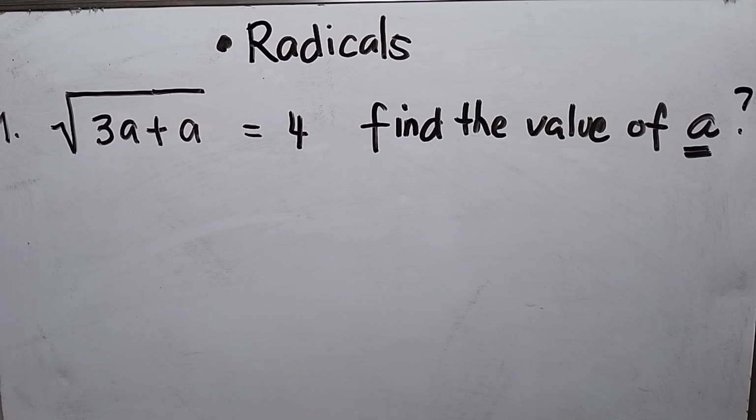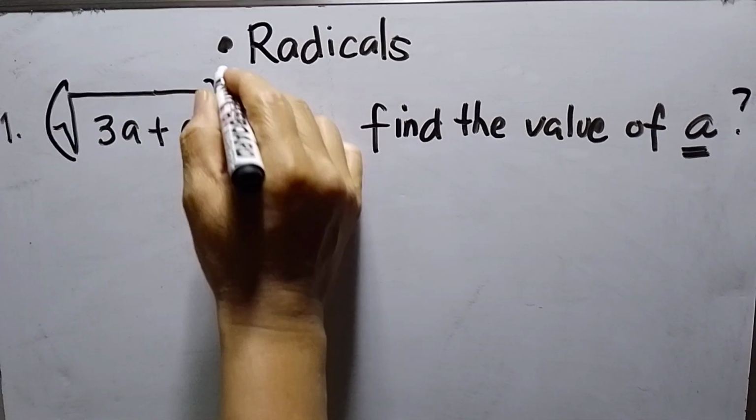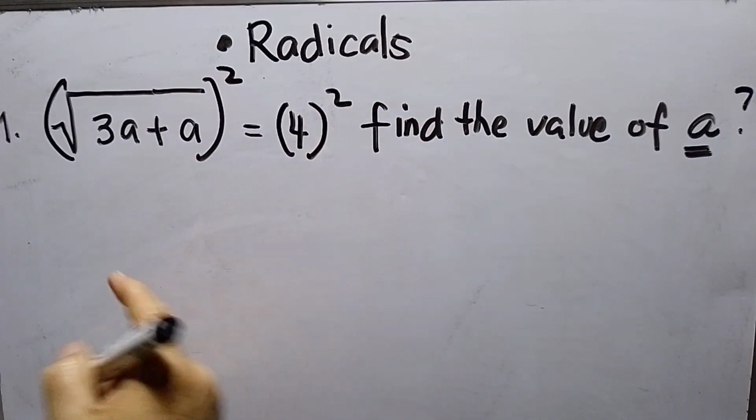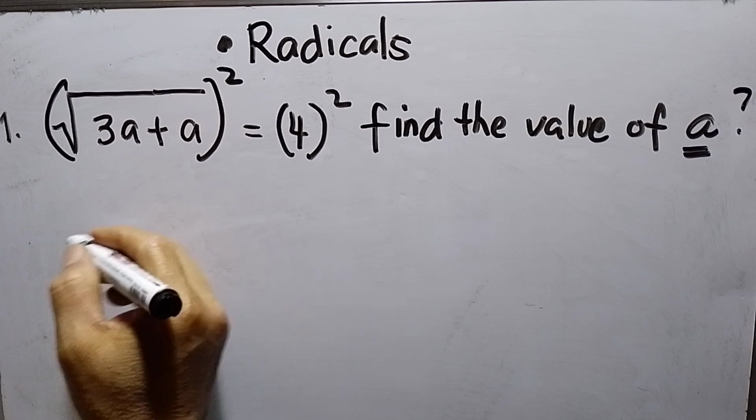So I have here number 1, square root of 3a plus a equals 4. The question is: find the value of a. So first thing to do, I need to square both sides, so the radical sign or symbol will be eliminated.